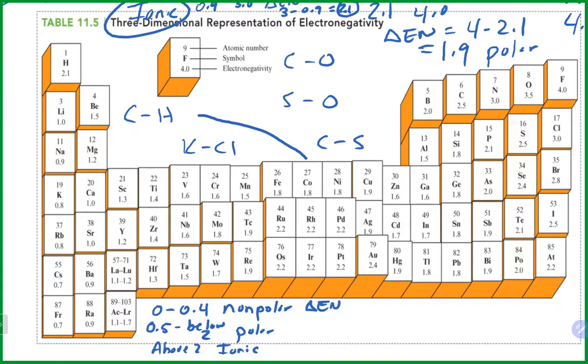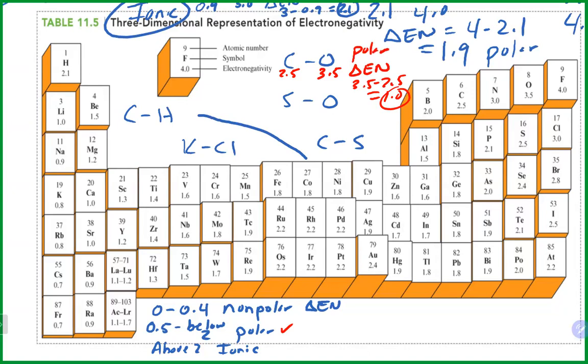Let's take a look and see, since we're getting close to the end here. So we're going to take the differences in these values. So our carbon is 2.5. Our oxygen is 3.5. So our change in electronegativity would be 3.5 minus 2.5, which would be 1. And 1 puts us right here in a polar bond in this case. So this would be polar.